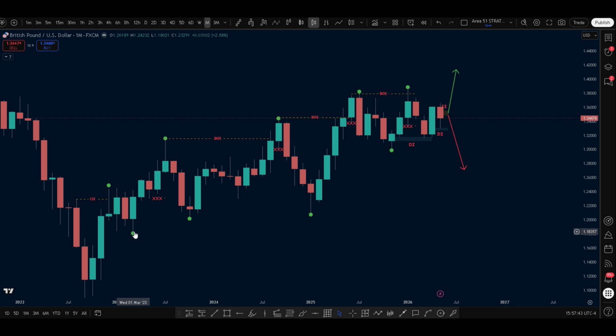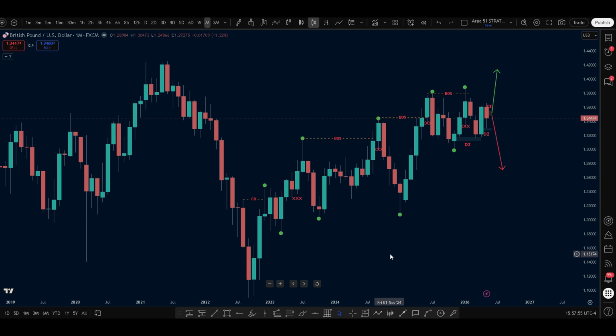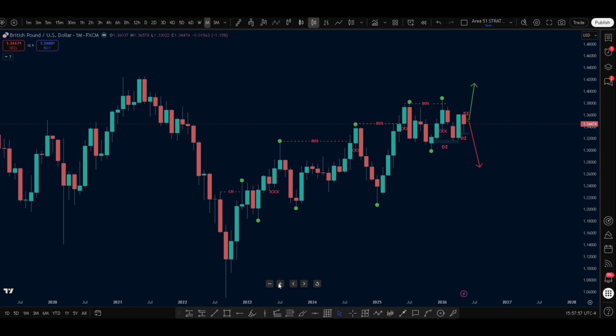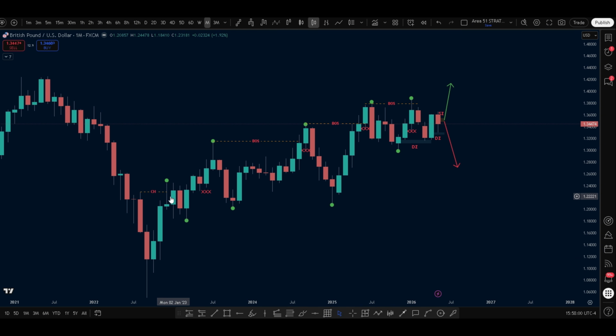After that, we have a higher low, higher high, higher low, higher high, higher low, higher high, higher low, and higher high, which means this is clearly an uptrend market structure. You can also see after I marked every break of a structure, I also marked a liquidity. This is what we call an inducement.